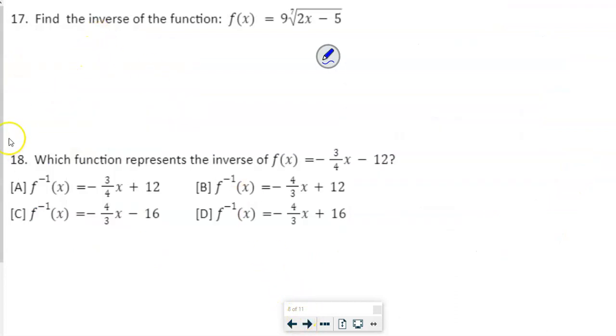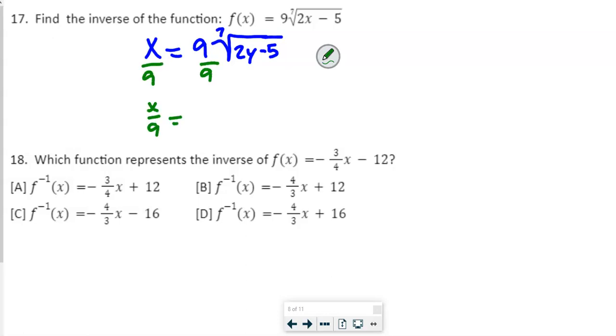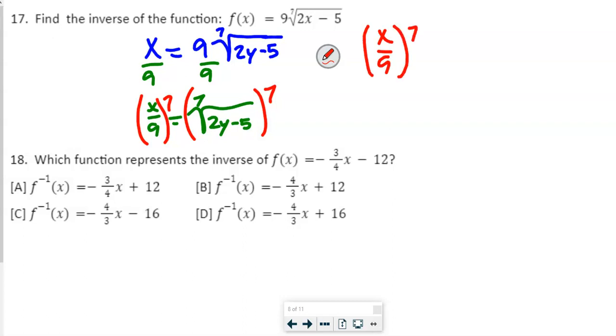So number 17 says find the inverse of this function. The first thing we're going to do is swap x and y. x equals 9 times the 7th root of 2y minus 5. Remember, we're going to do anything outside that radical first, so we're going to divide both sides by 9. That gives us x over 9 equals the 7th root of 2y minus 5. How do we get rid of a 7th root? We take it to the 7th power. So that gets us x over 9 to the 7th power equals 2y minus 5.